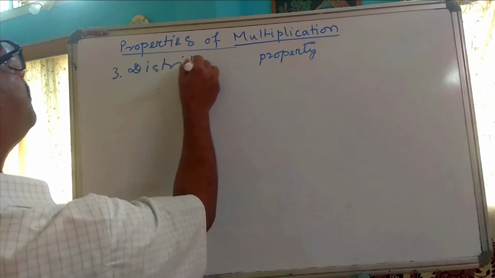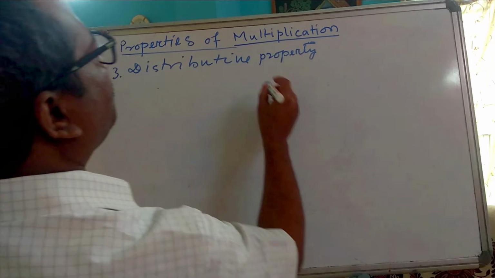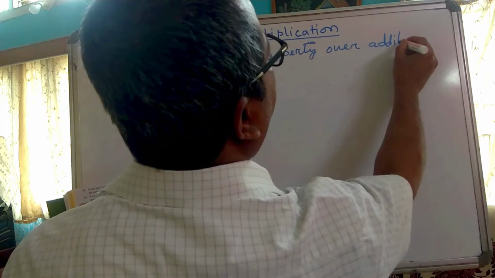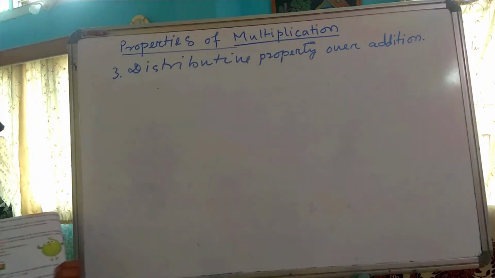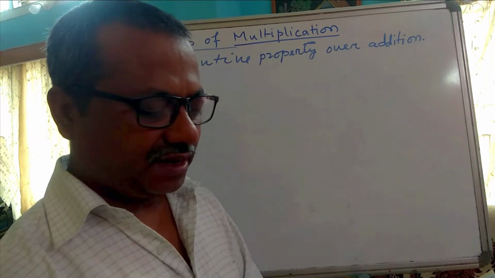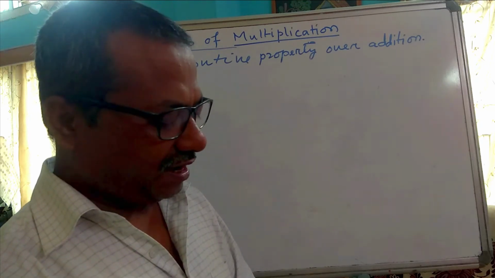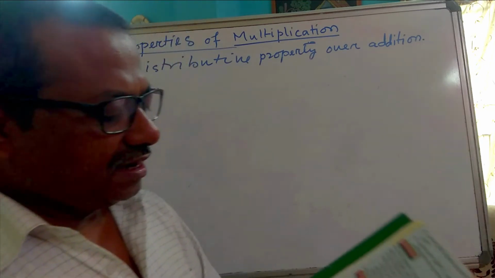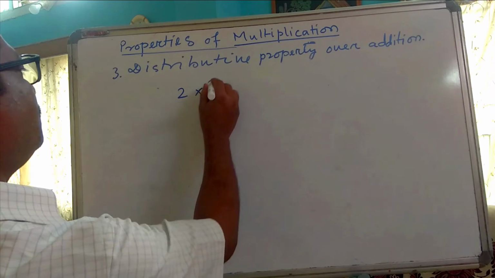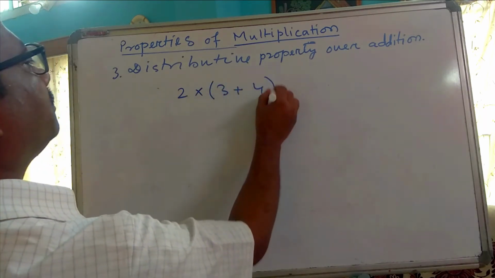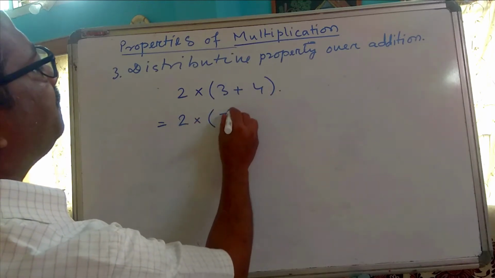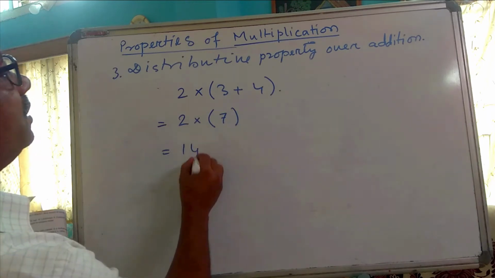Distributive property over addition. In this property, the product of a number and the sum of other numbers is the same as the sum of the products of the first number with the others. Suppose 2 into 3 plus 4 is equal to how much? 2 into 3 plus 4, 7, is equal to 2 7s are 14.